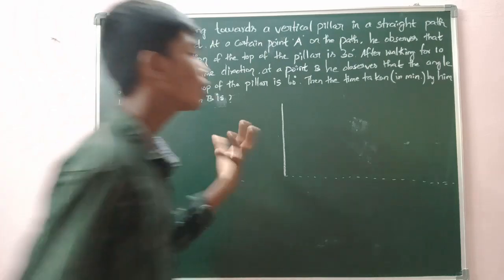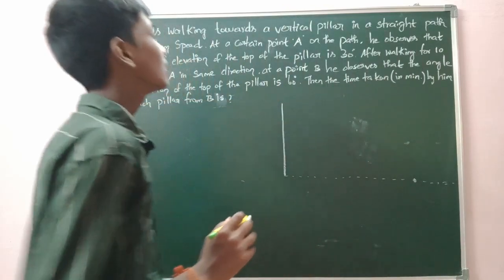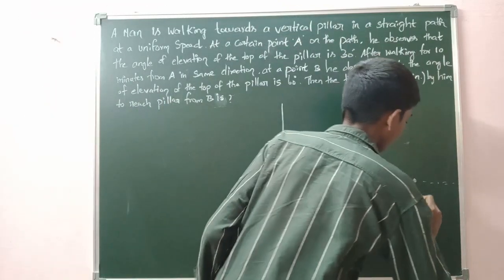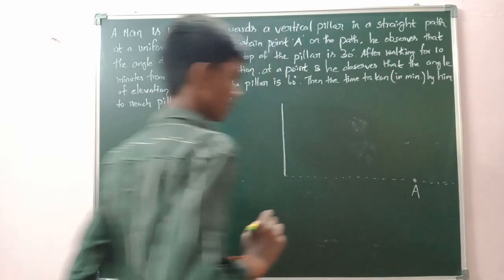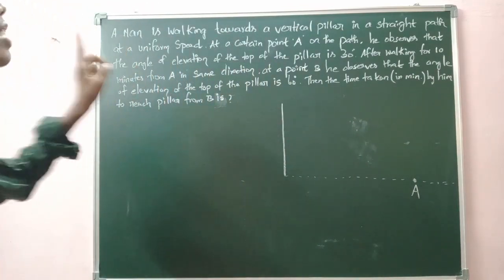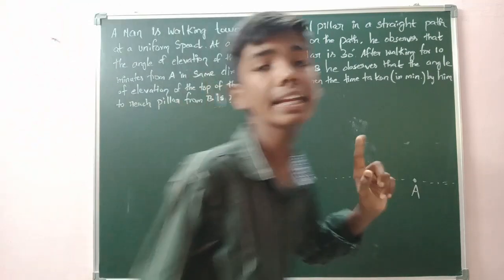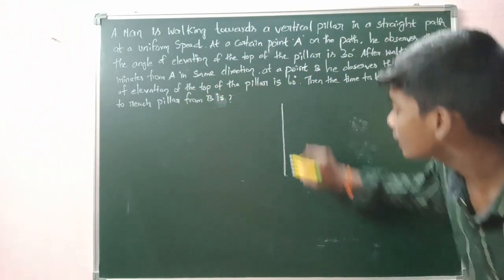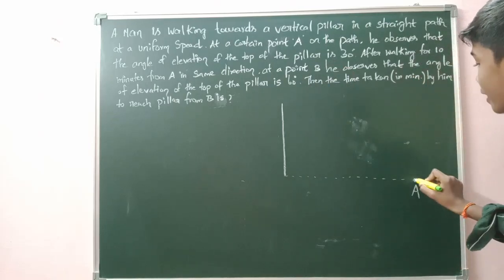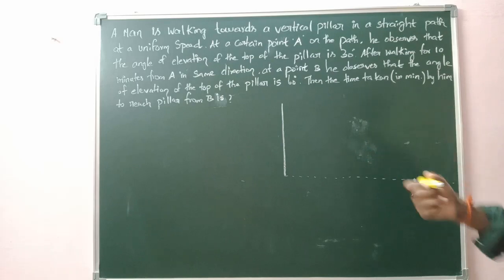Now at a certain point A, let me say this is the point A. At this point A, he observes that the angle of elevation of the top of the pillar is 30 degrees. We know this is the pillar and this is that particular point A. So from this you can observe that the angle of elevation is 30 degrees.